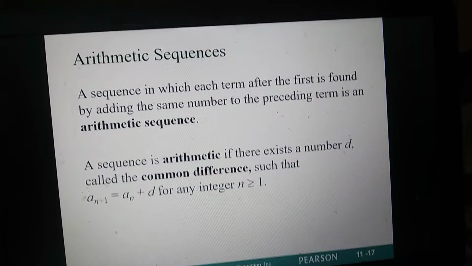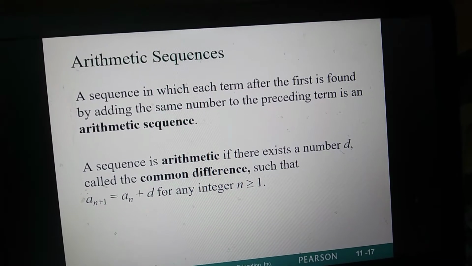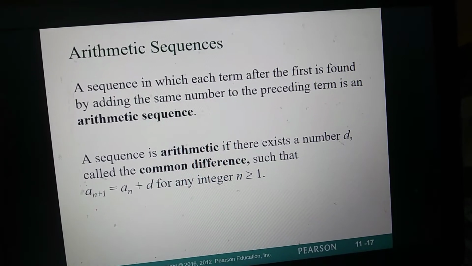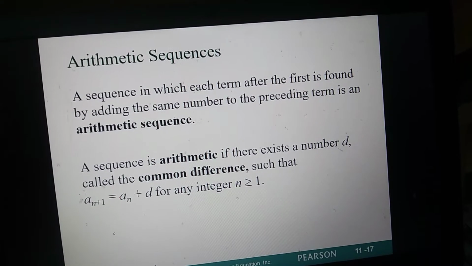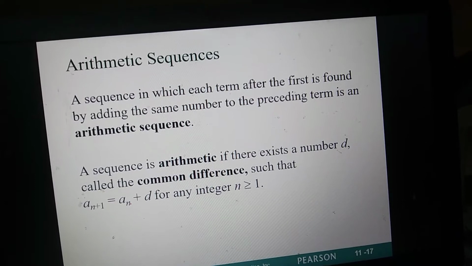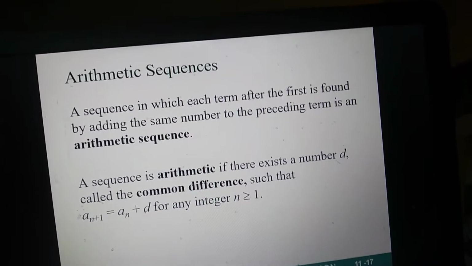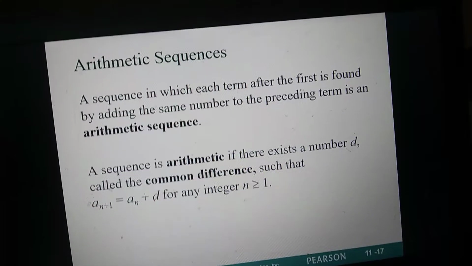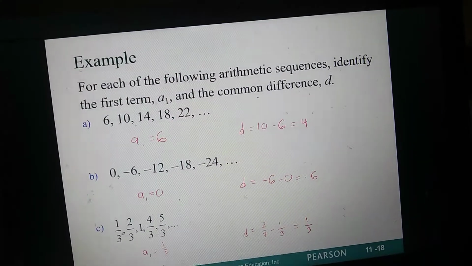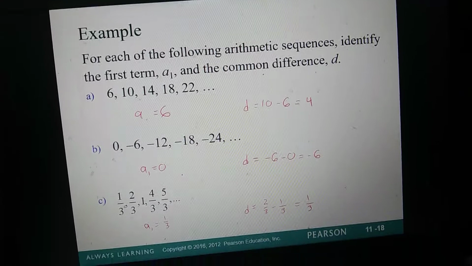So the reason it's significant is, well, we have the general term, so we always need to know that general term, and then we need to know this thing called d, which is the common difference. And there's a standard formula for this. So let's just talk about the common difference for a second.